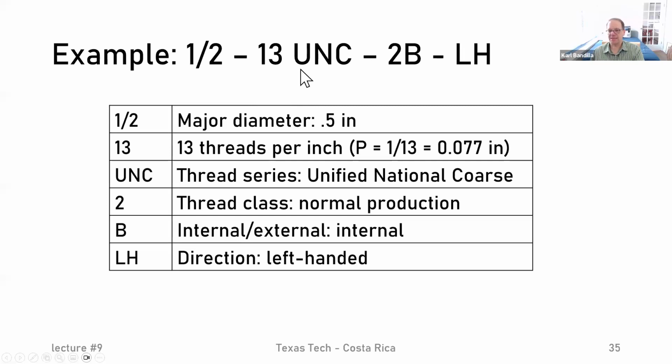Again, in most cases, we're going to end after the thread series, because we're going to assume it's the normal production class. We will assume that we can see from our drawing if it's internal or external, and we'll assume that it is right-handed. If it's not the case, if we're using class 1 or 2, or it's left-handed, then we would definitely want to put it.